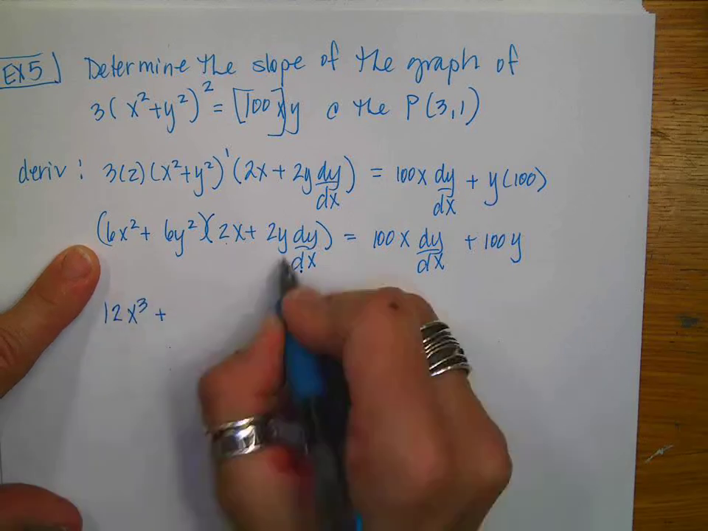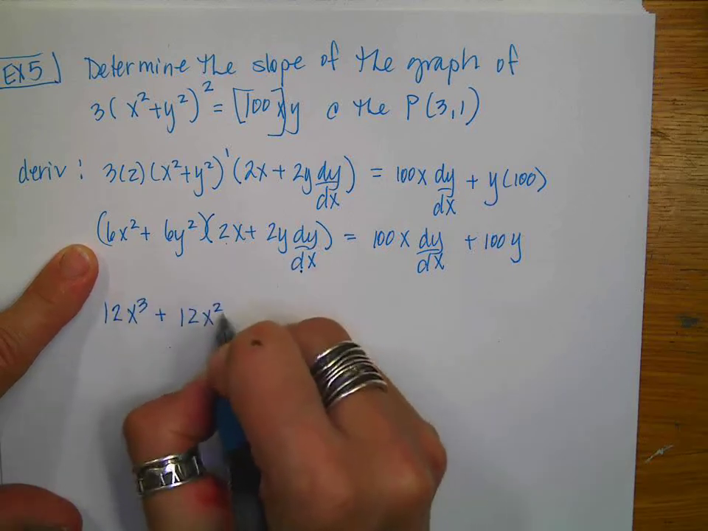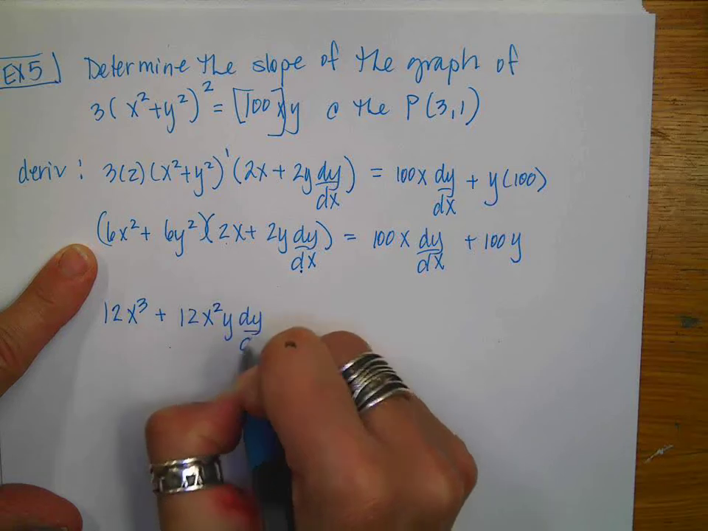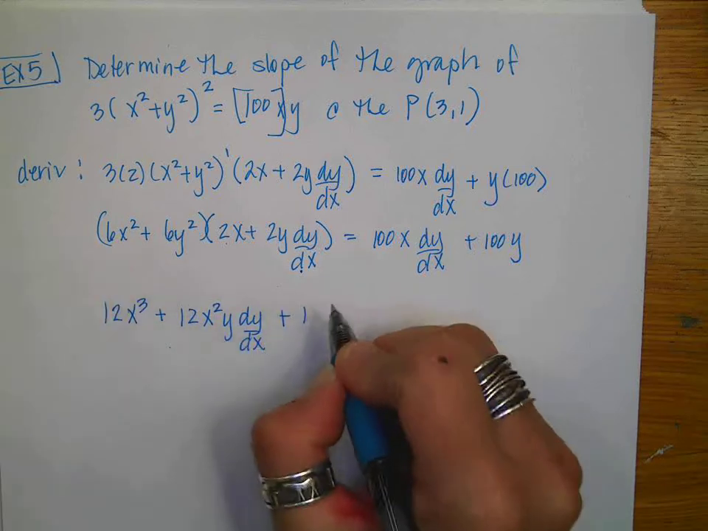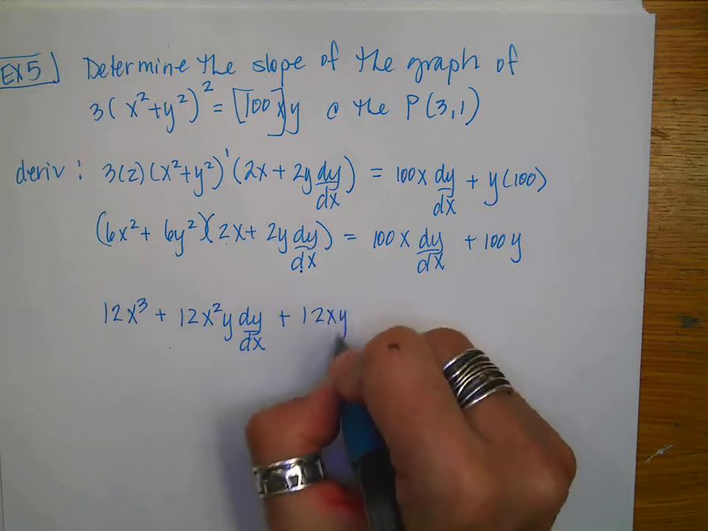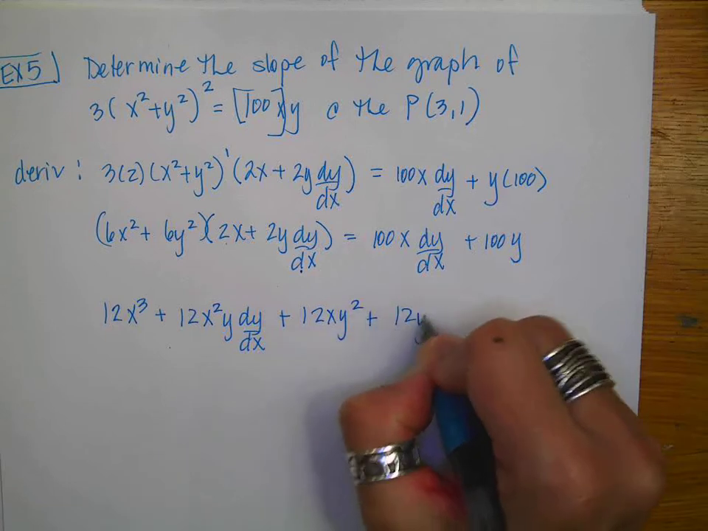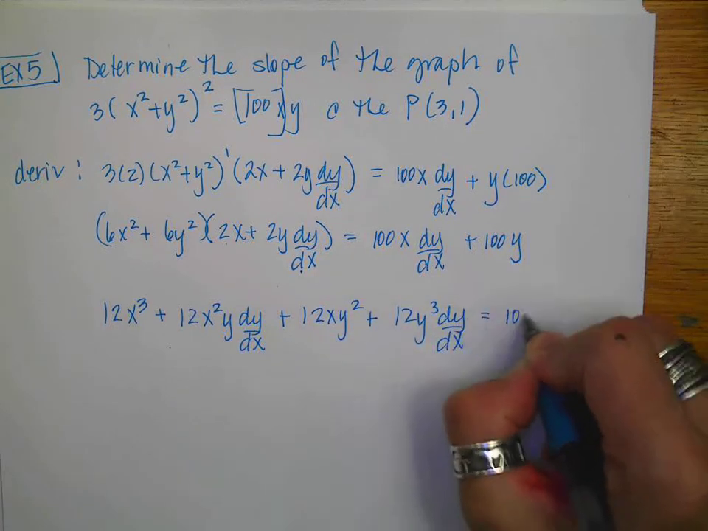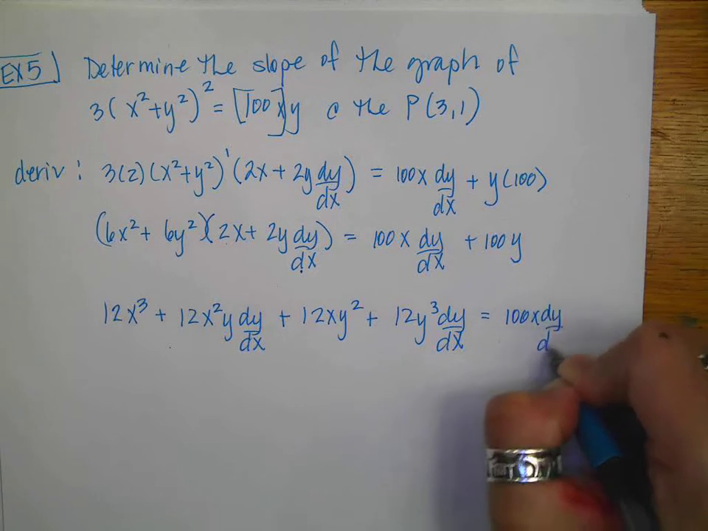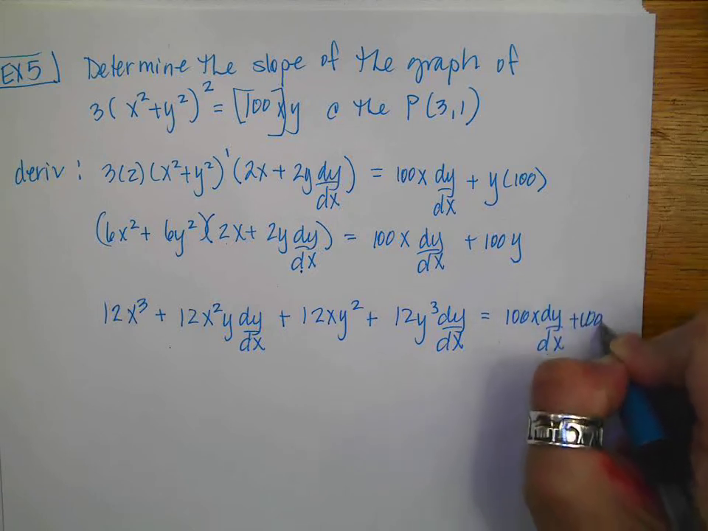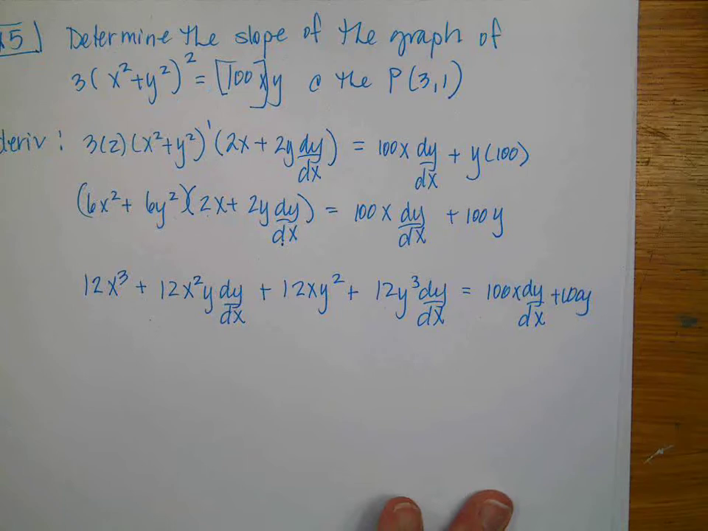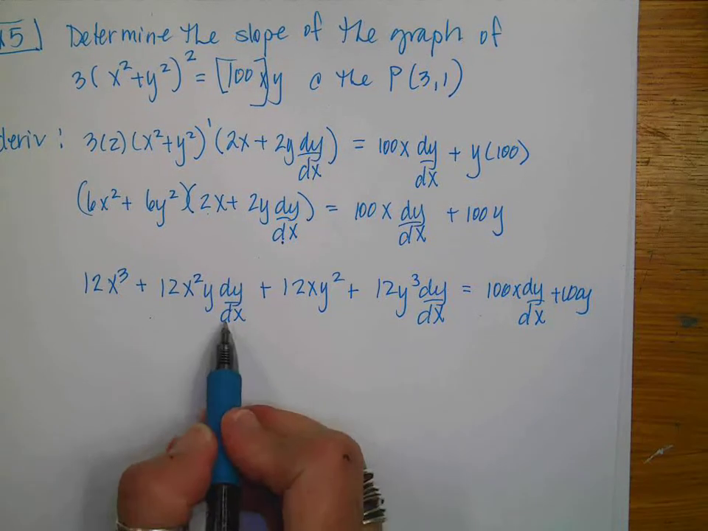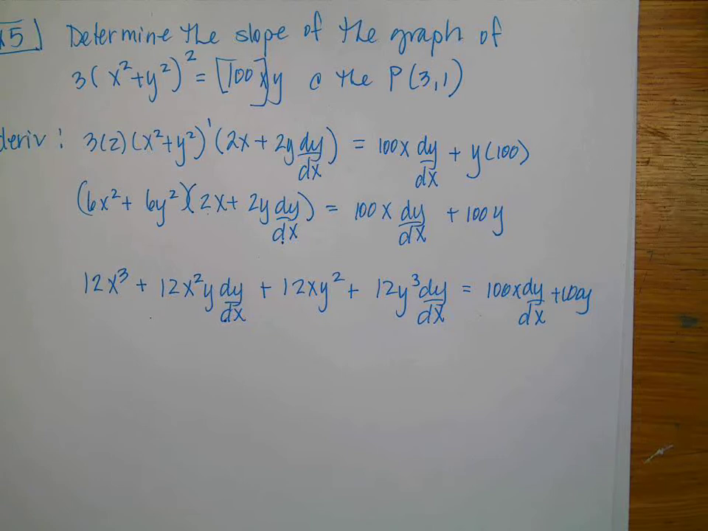So if I multiply, I get 12x cubed plus 12x squared y dy/dx plus 12xy squared plus 12y cubed dy/dx, and here's the 100x dy/dx and the 100y. Now I have to get, and yes, I can do some factoring and reduce, but for right now I'm going to isolate my dy/dx's.